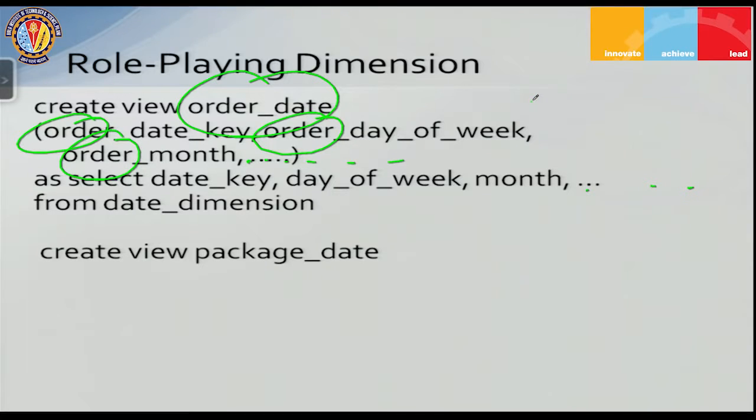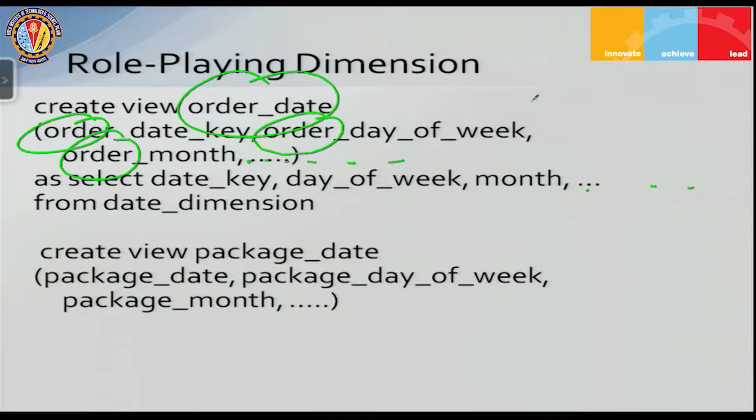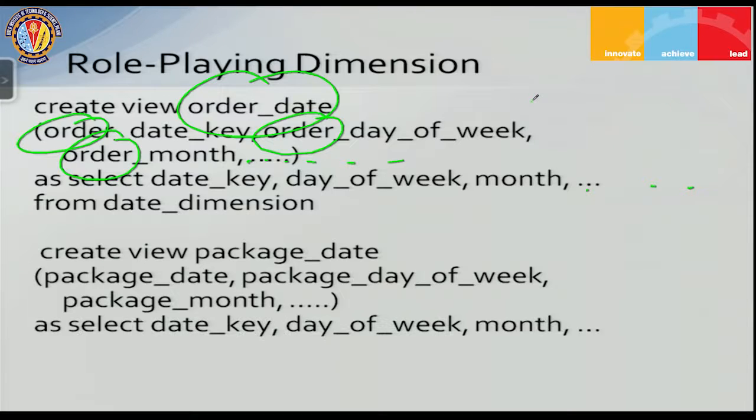And now we have a package date. So these are the create view statements. This is the schema that I have given, and here I have prefixed everything with package. And as select date key, day of week, month from date dimension, right, from date dimension.